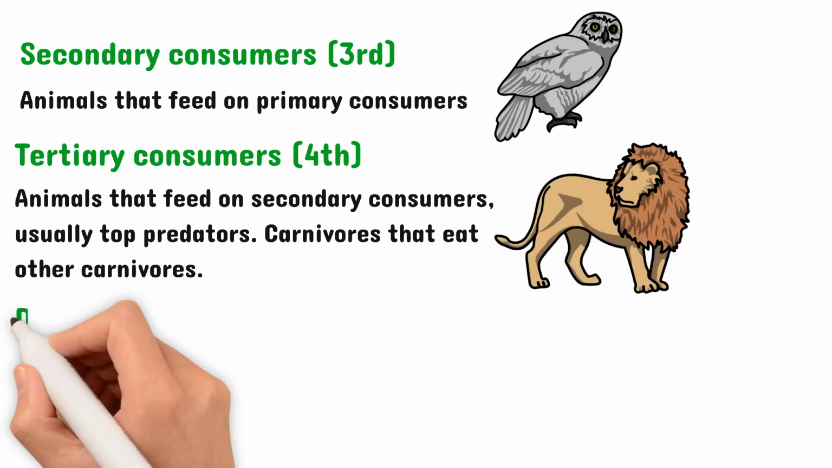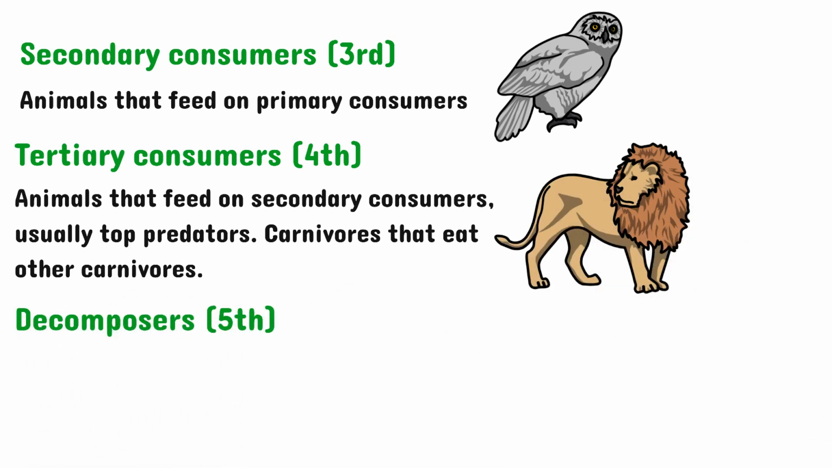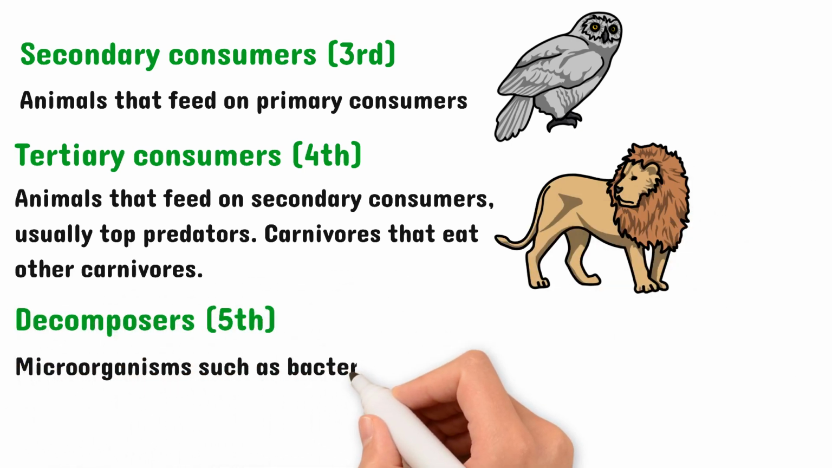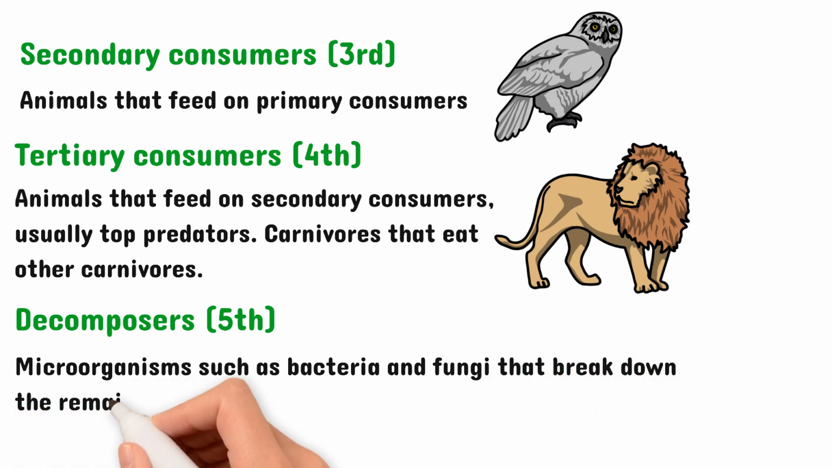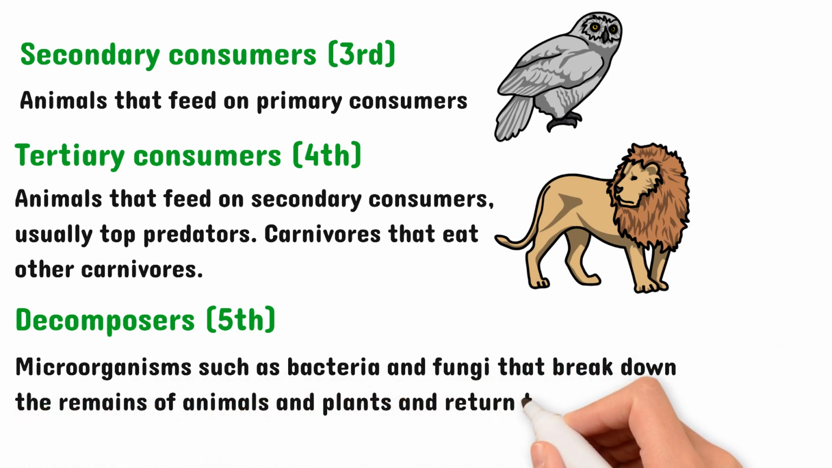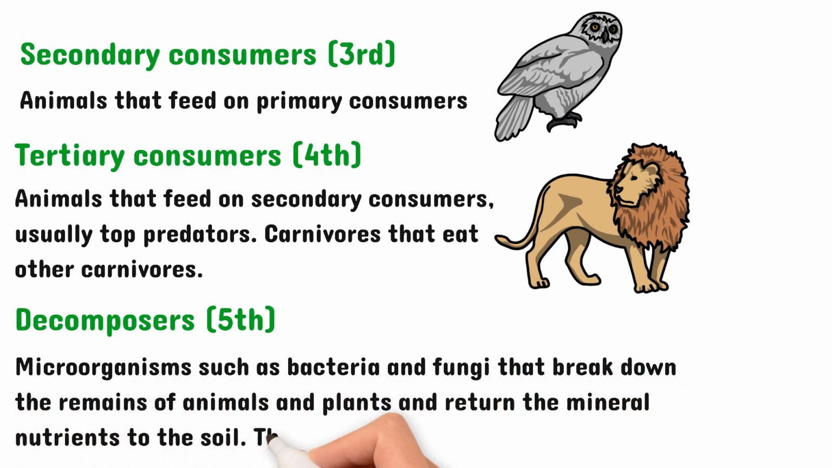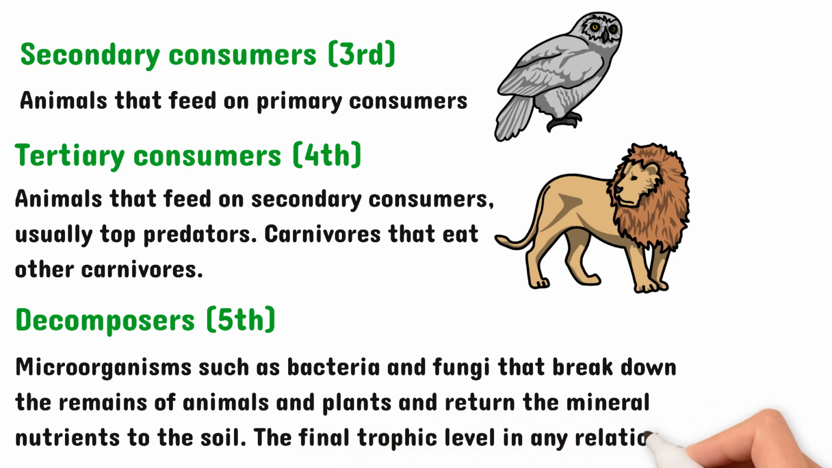The final trophic level in any relationship are the decomposers. And these are microorganisms like bacteria or fungi that break down the remains of animals and plants and return the mineral nutrients back into the soil.